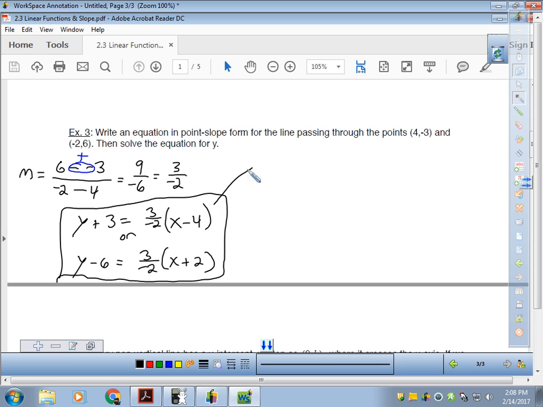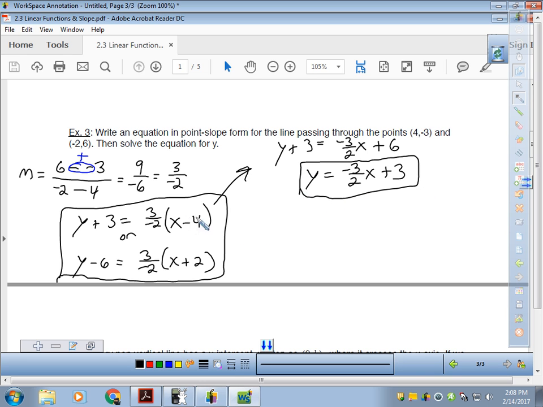So I'm going to solve this one for y first. y plus 3 equals negative 3 halves times x, which is negative 3 halves x. Negative 3 halves times negative 4. Well, 3 times negative 4 is negative 12, divided by negative 2 gives us a positive 6. And then I can subtract the 3 across, and I get y equals negative 3 halves x plus 3.